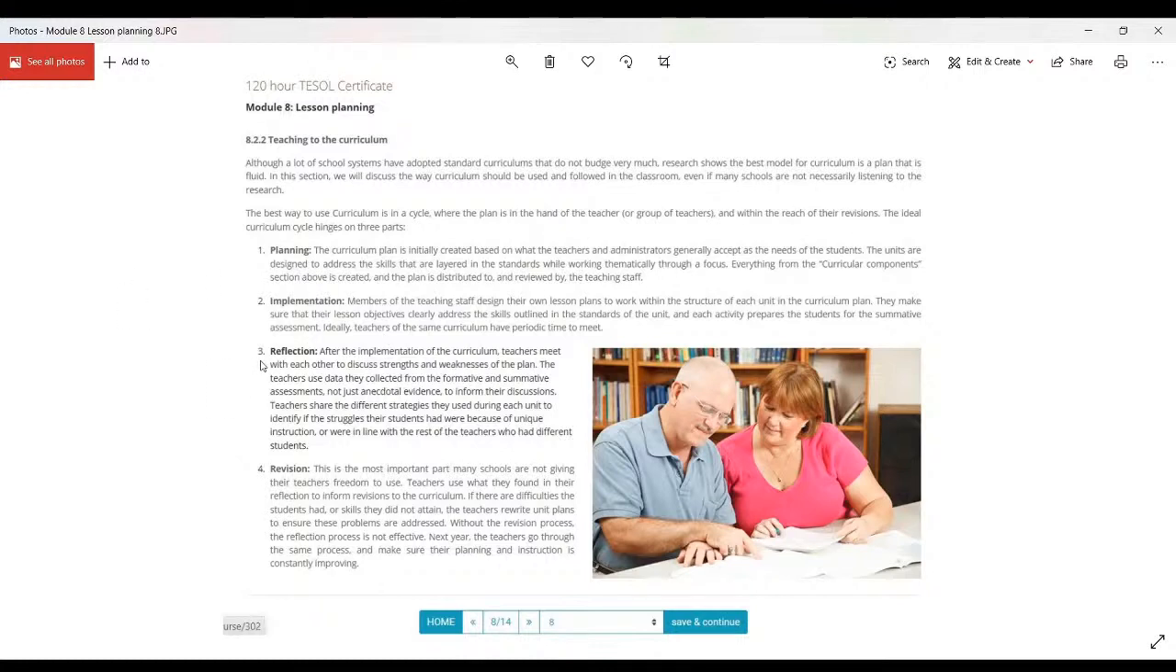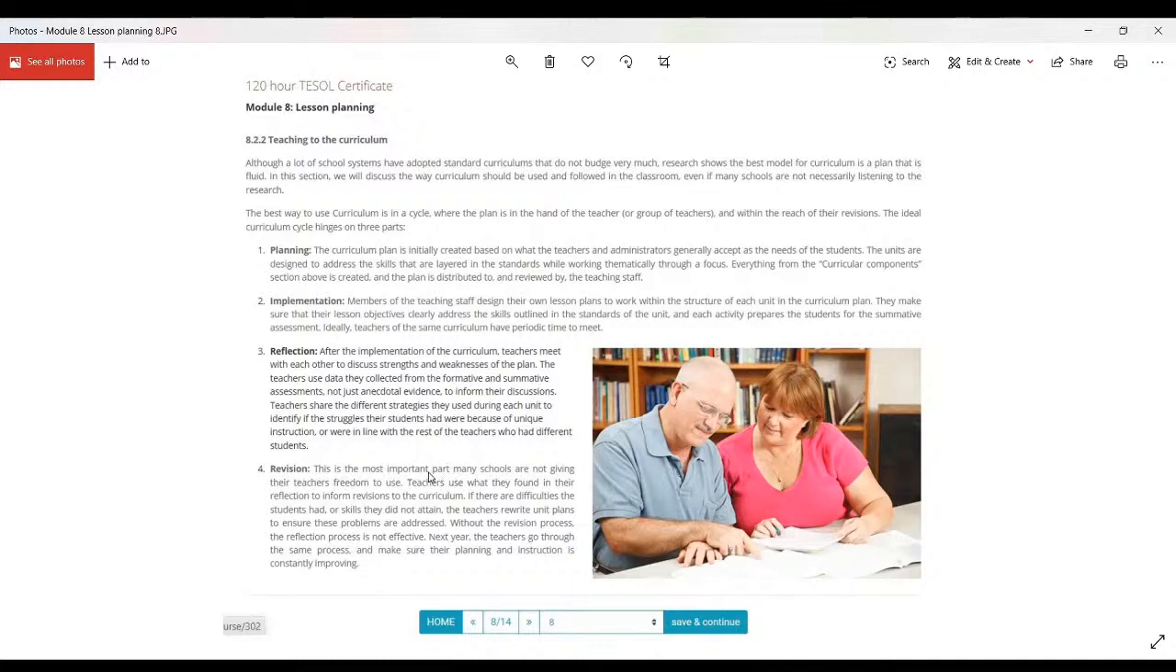Next is reflection. After the implementation of the curriculum, teachers meet with each other to discuss strengths and weaknesses of the plan. The teachers use data they collected from the formative and summative assessments, not just anecdotal evidence to inform their discussions. Alright, so although hindi nila isinali itong revision dun sa hinges or dun sa ideal curriculum, basahin natin kung ano ba itong revision.